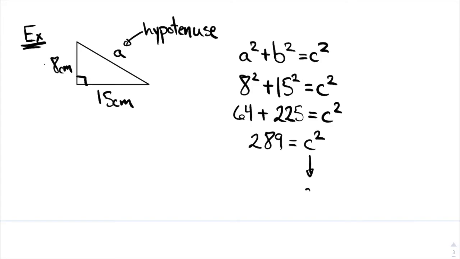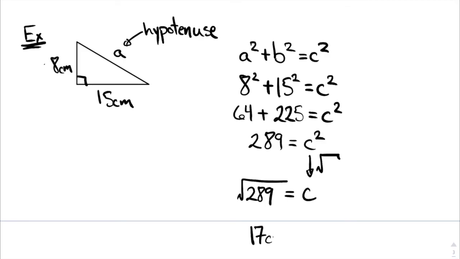So we found out the last class that if I have something squared, I can always take the square root of it to get whatever that number is. So if I take the square root of c squared, I'll be left with c. So if I took the square root of the right side, I need to take the square root of the left side. So the square root of 289 will equal c.